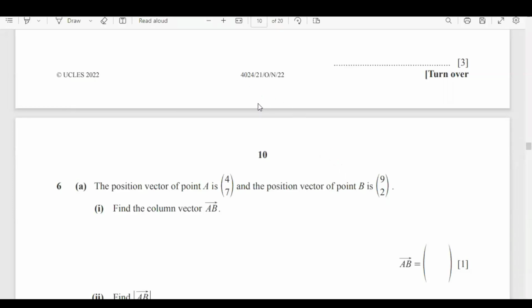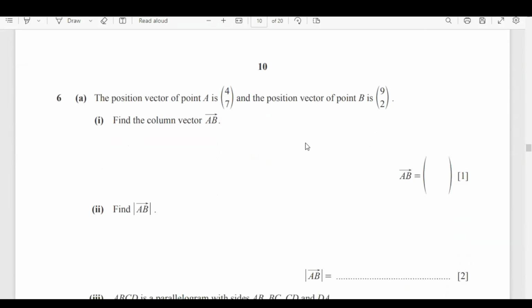In this video, I'm going to explain how to attempt question number 6 of 4024 paper 2 variant 1 October November 2022. In question number 6 part A, the position vector of point A is (4, 7) and the position vector of point B is (9, 2). Find the column vector AB.